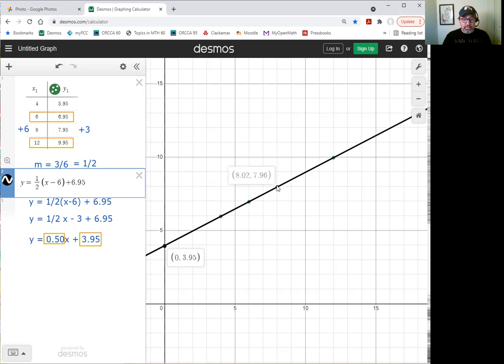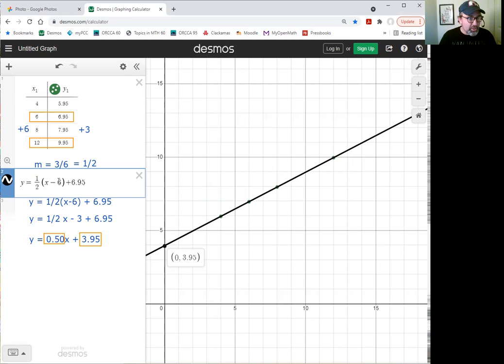This point we haven't talked about. 8 donuts cost $7.95. 8 donuts times 50 cents is $4 for the donuts, plus the extra $3.95 added on. So there you go. They all fit this pattern: if you take the number of donuts and multiply it by 1/2 or by 0.5, then add on an extra $3.95, you will get the total price of those donuts.